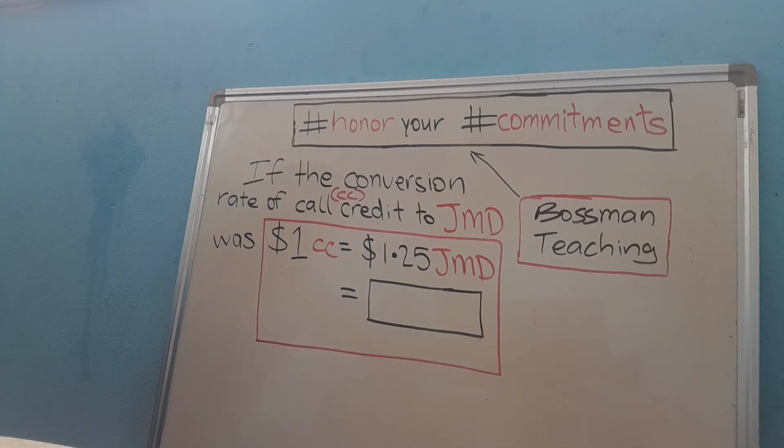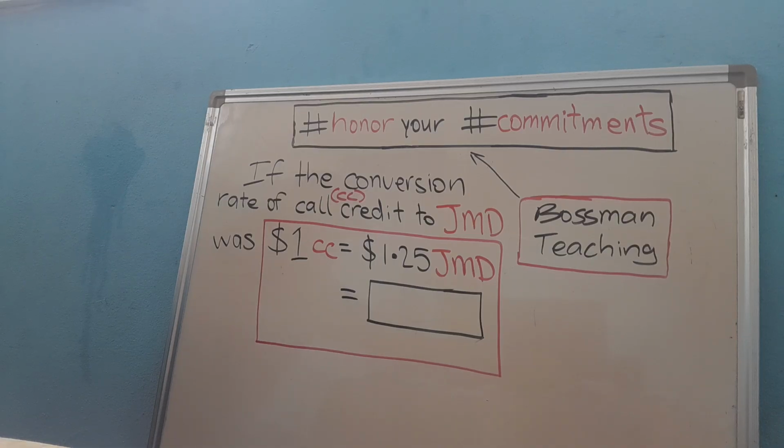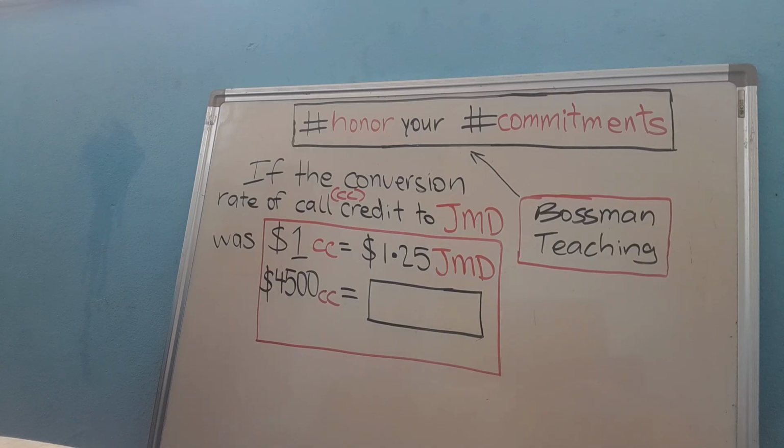Now, the 4,500, where would we put that? Well, it is in call credit, so we might as well put that right there. And the rule that I have is that when the box is on the right, and of course, number 1 has to be on the left for this to be true. So when number 1 CC is equal to $1.25 GMB, and the box is on the right, we multiply the number below by the number on the right above the box.